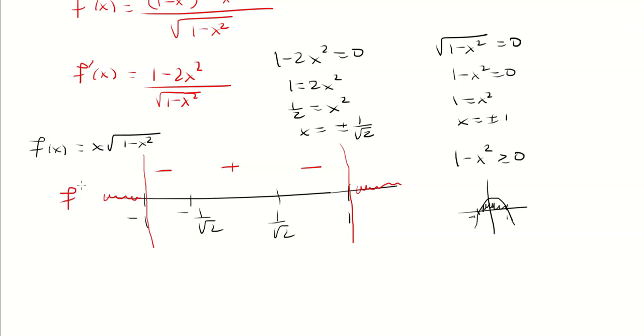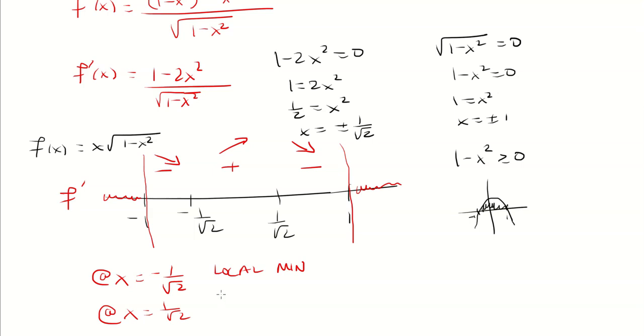And so this is the first derivative number line. So if the derivative is negative, it's decreasing. Positive, it's increasing. So at x equals negative 1 over root 2, we have a local min. And at x equals 1 over root 2, we have a local max.